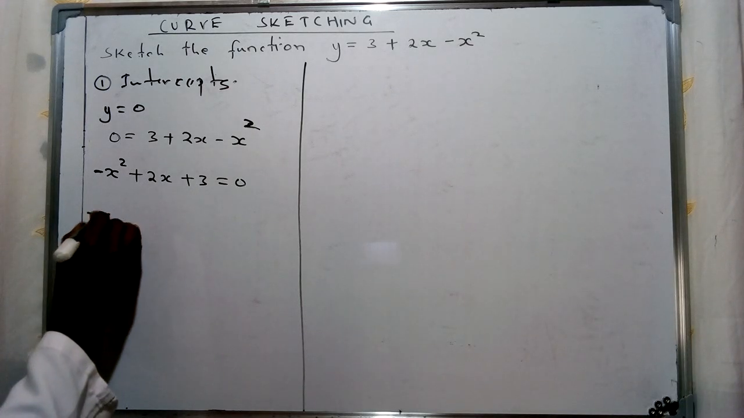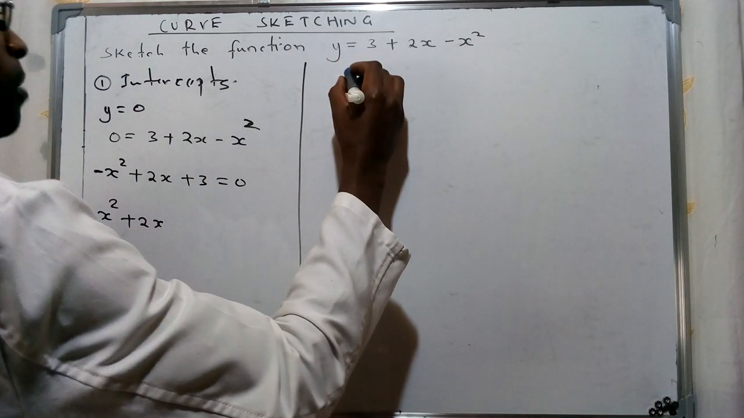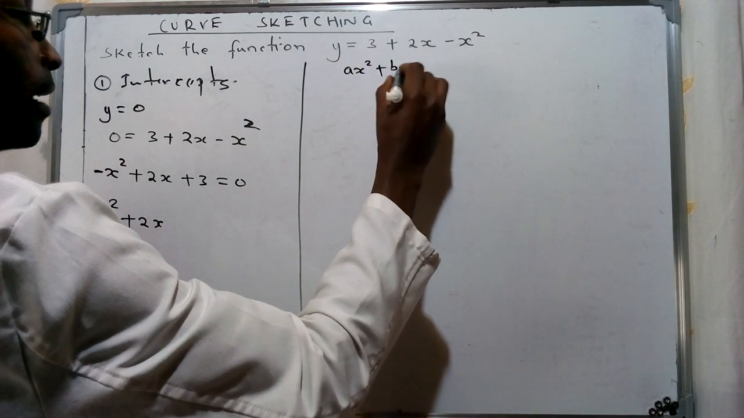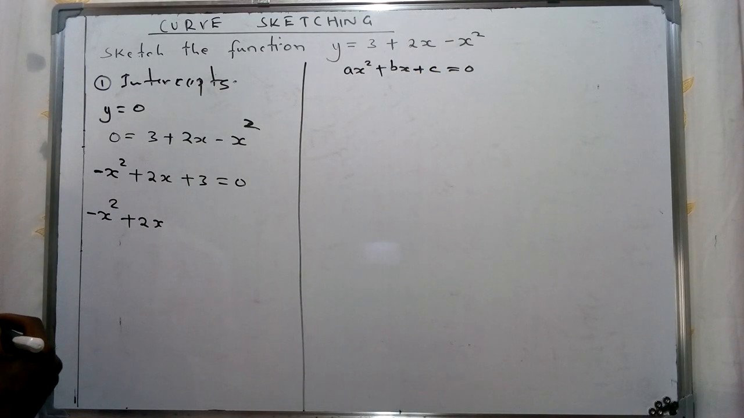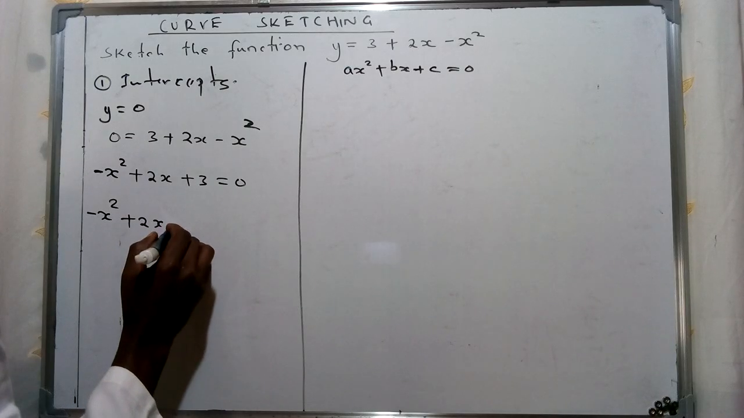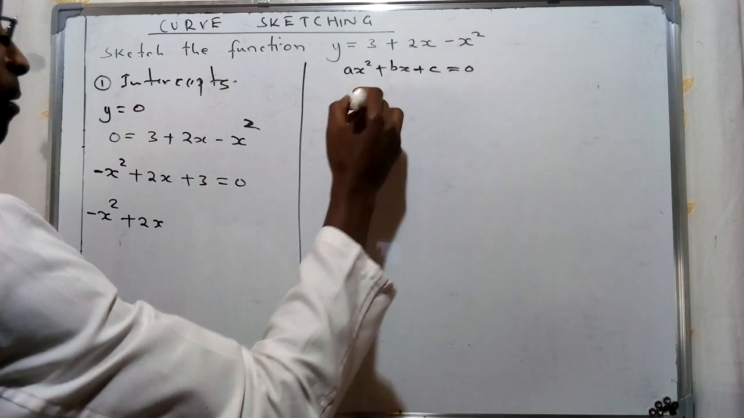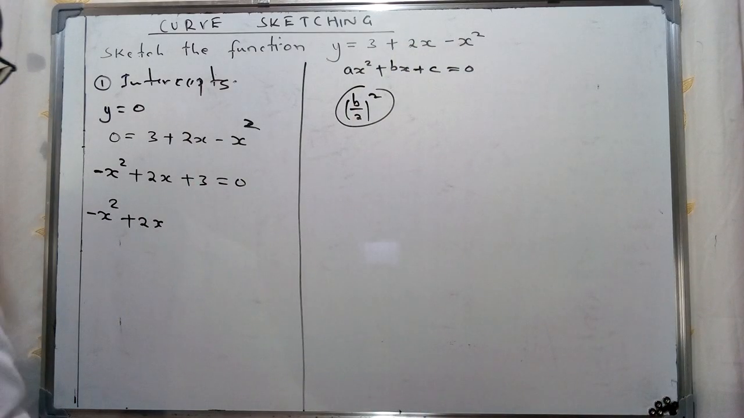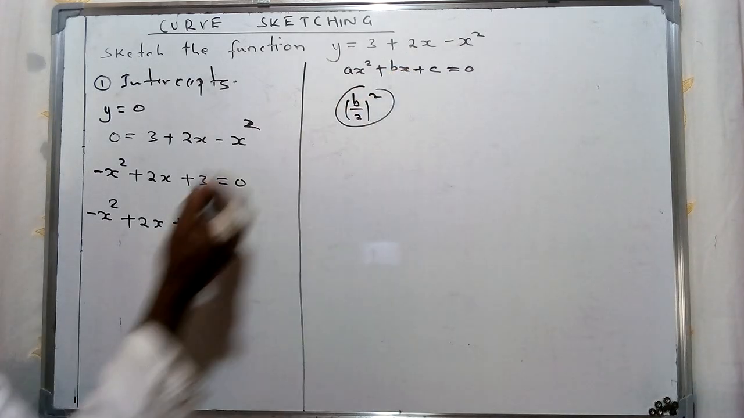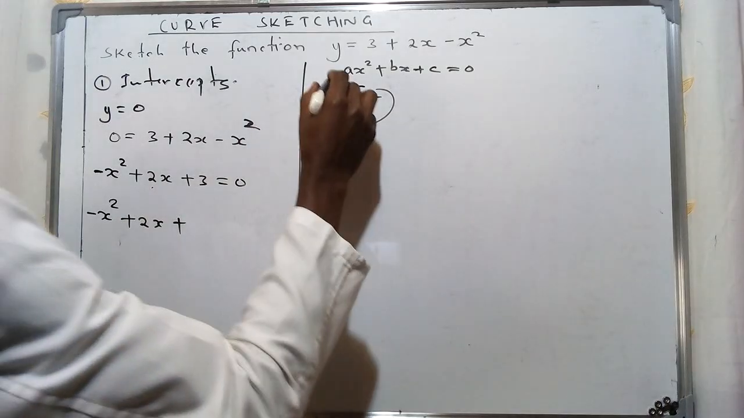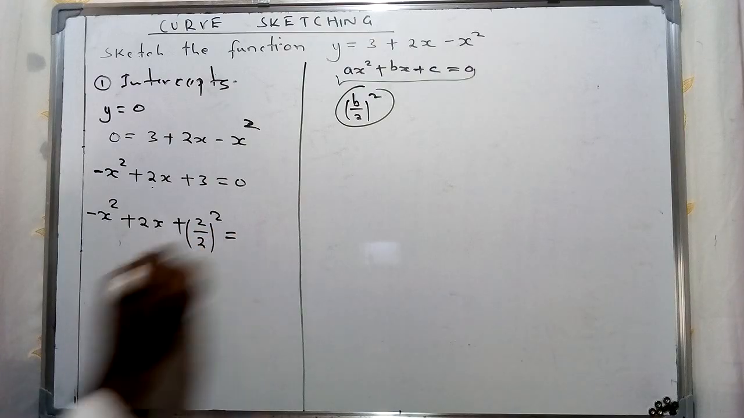So we shall have negative x squared plus 2x. Remember, this is an equation of the form ax squared plus bx plus c, which is equivalent to 0 for the intercept. We complete the square by taking b over 2 and squaring it, and performing the same operation on both sides of the equation. The value of b in our case is 2, so we shall have 2 over 2, squared.